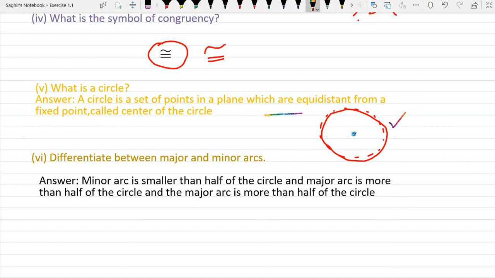The answer is that a minor arc is smaller than half of the circle. The arc which is smaller than half of the circle is called a minor arc, and a major arc is more than half of the circle. The arc which is more than half of the circle is called a major arc.